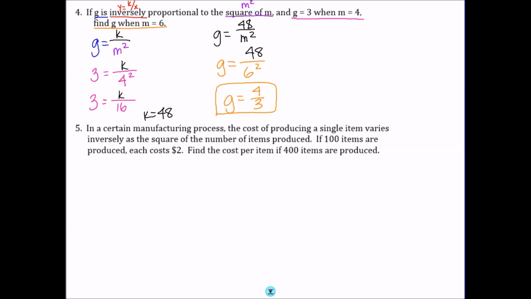So again, let's read the first sentence and try to write our equation from that. In a certain manufacturing process, the cost of producing a single item varies inversely. So the cost, or I'm going to use the variable c, varies. That means I'm going to have c equals, and it says inversely, so I know I'm going to have k divided by x. It varies inversely as the square of the number of items produced. So I'm going to use n squared.